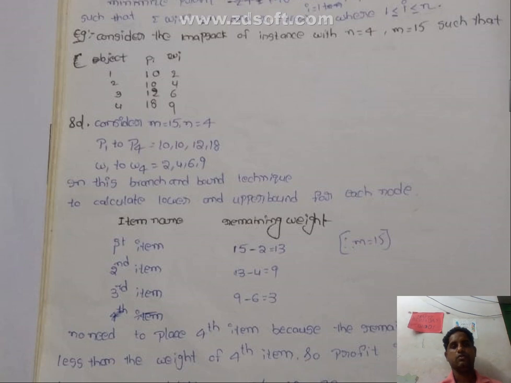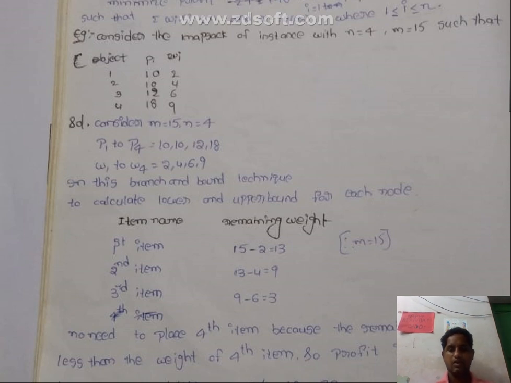So now consider m equal to 15, n equal to 4, then P1 to P4 equal to 10, 10, 12, 18, and W1 to W4 equal to 2, 4, 6, 9. In this branch and bound technique, we have to calculate lower and upper bounds for each node. So in that way we have to calculate the lower bound and upper bound for every node.